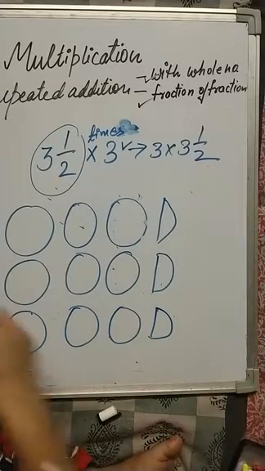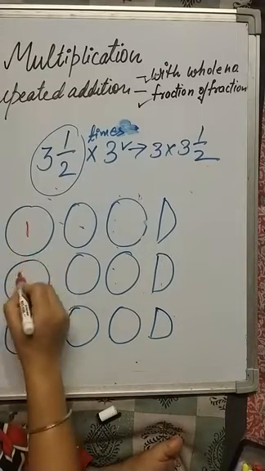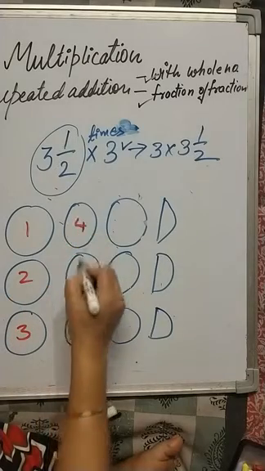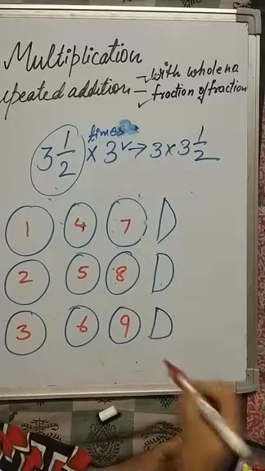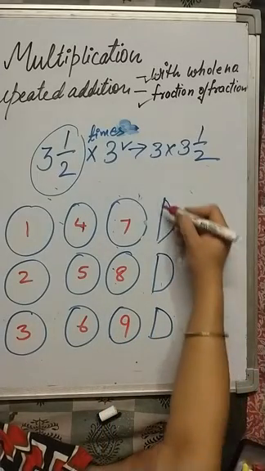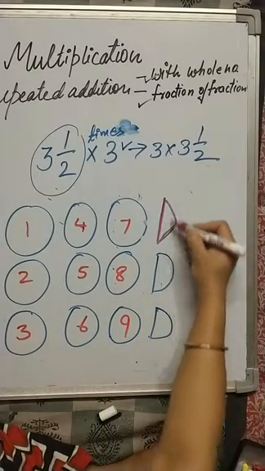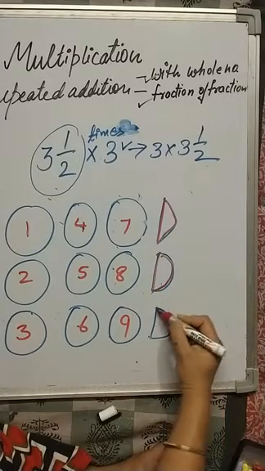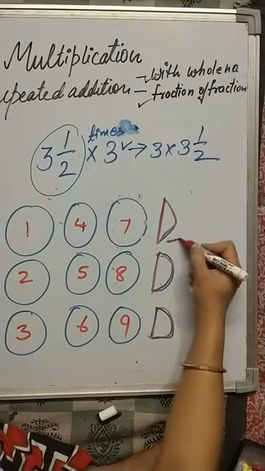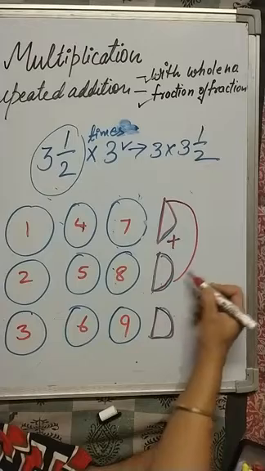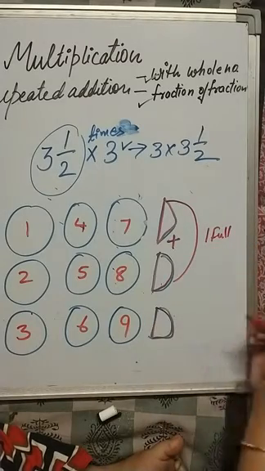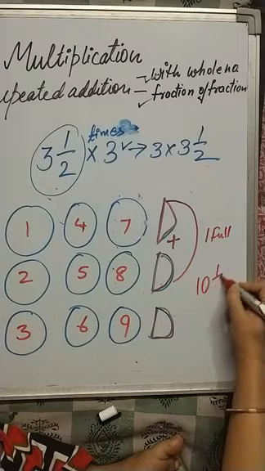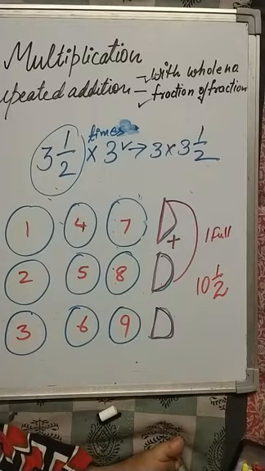How many full chapatis do we have? 1, 2, 3, 4, 5, 6, 7, 8, 9 full chapatis. And how many halves? 1, 2 and 3 halves. Where 2 halves join, they will make 1 full chapati. So it means 9 and 1, 10 full chapatis and a half chapati.